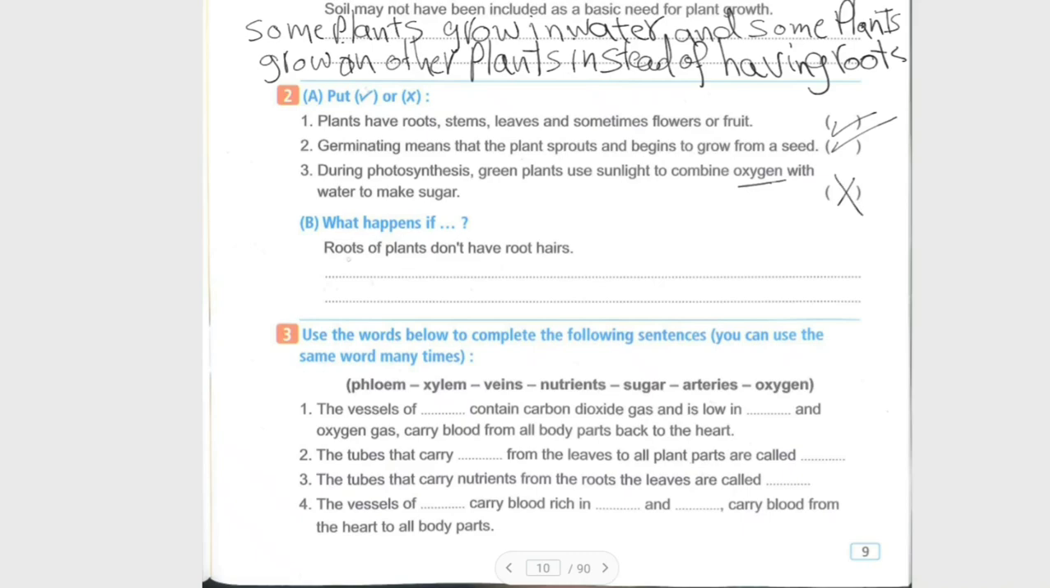What happens if the roots of plants don't have root hairs? What will happen? I can say that the plant cannot absorb more water from the soil.